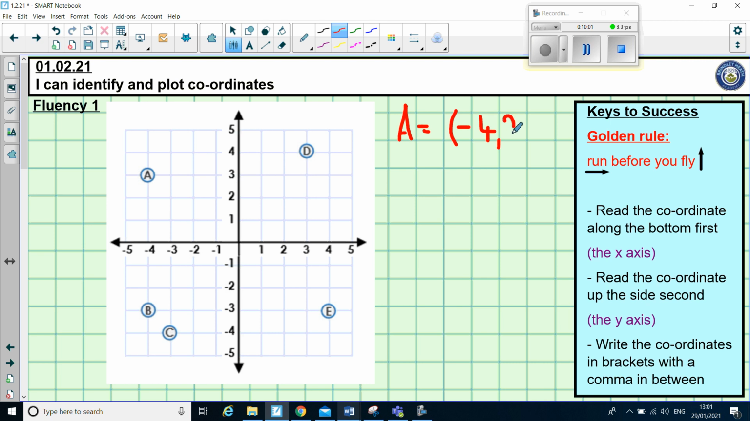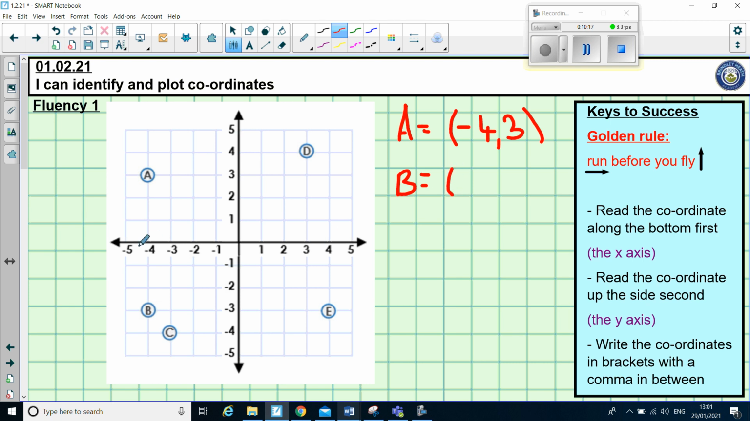Okay, so the coordinates for A are -4, 3. I'm also going to do B, and then I'm going to let you have a go at doing C, D, and E yourself. Right, B.